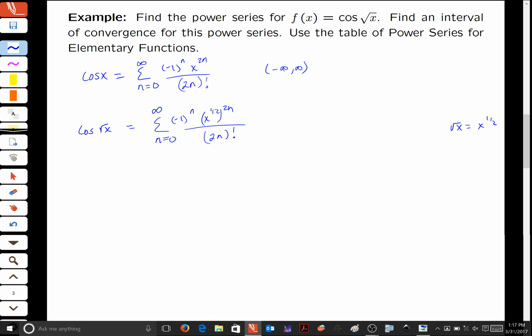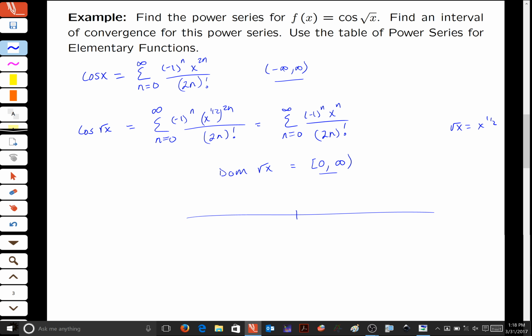Simplify your exponent. What is 1/2 times 2n? X to the n. And now we have to think about the domain of the square root of x. Where is that defined? Can you plug in negative numbers into that function? No. Can you plug in 0? Yes. Square root of 0 is 0. So that interval is 0 to infinity. The first one was minus infinity to infinity, and we go from 0 to infinity.